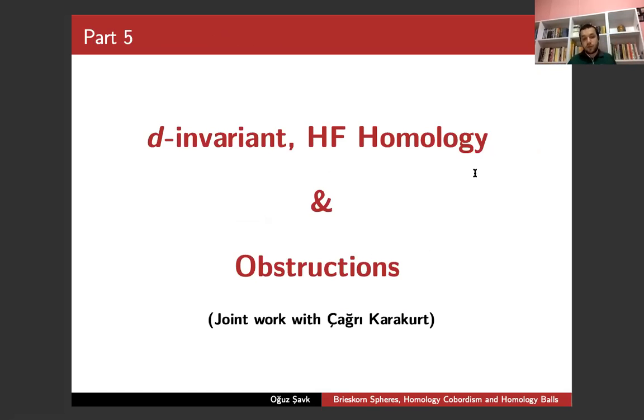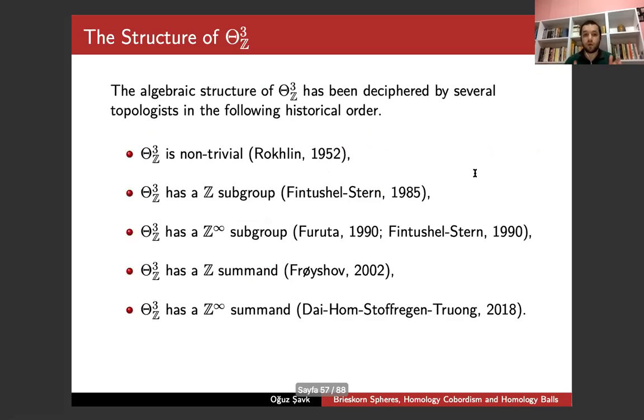The last part is about the involutive Heegaard Floer homology and obstructions, and this is joint work with my PhD advisor Çağrı Karakurt. In this part, we focus on the algebraic structure of the integral homology cobordism group. Actually, it is very complicated.